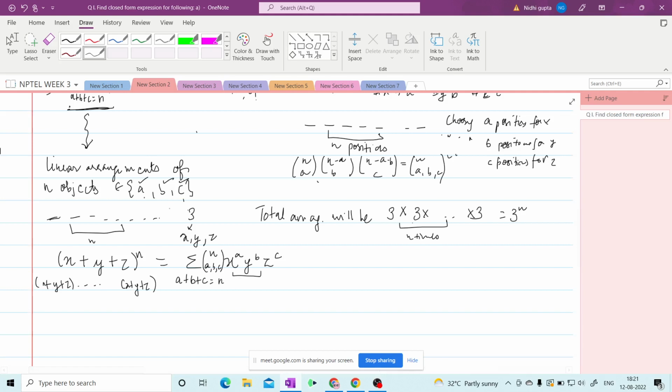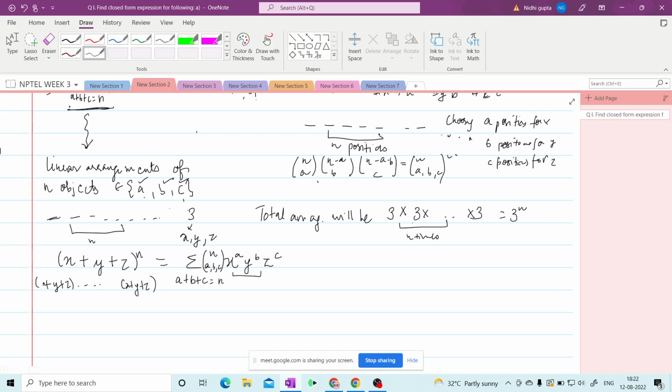And now we want to compute the coefficient of x raised to the power a, y raised to the power b, z raised to the power c. So basically, in a way, we are choosing a positions for x, b positions for y, and c positions for z. And this we have already seen. The number of ways to do that is n choose a, b, c.